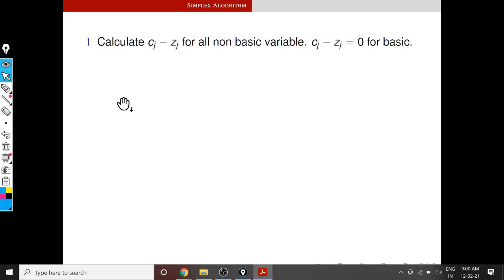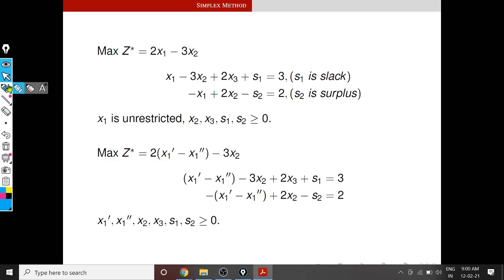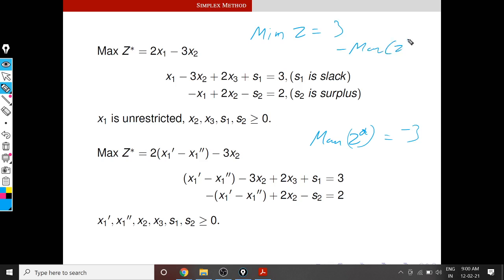There is one more question. Suppose in this case, maximum of z star is equal to minus 3. After some calculation, we have maximum z star equal to minus 3. Then my question, what is the minimum of z? It is 3. That is minus of maximum of z star. The optimum point has no change.